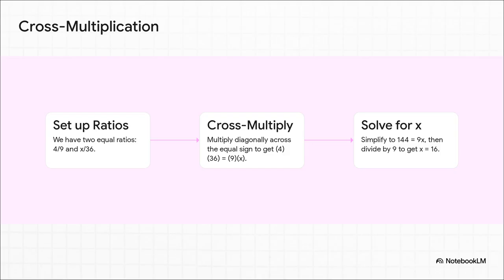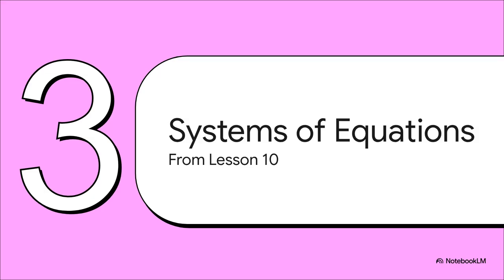You just multiply diagonally across that equal sign. So we get 4 times 36 on one side, and 9 times x on the other. That simplifies down to 144 equals 9x. A quick division by 9 on both sides, and we find our answer. x is 16. Awesome, 2 topics down. Now, we're going to get into something that kind of brings a few skills together, solving a system of equations. This is a really big part of Lesson 10.